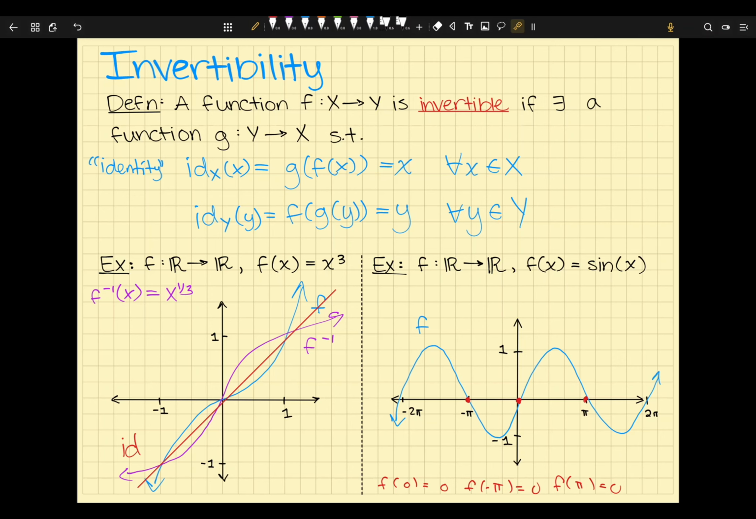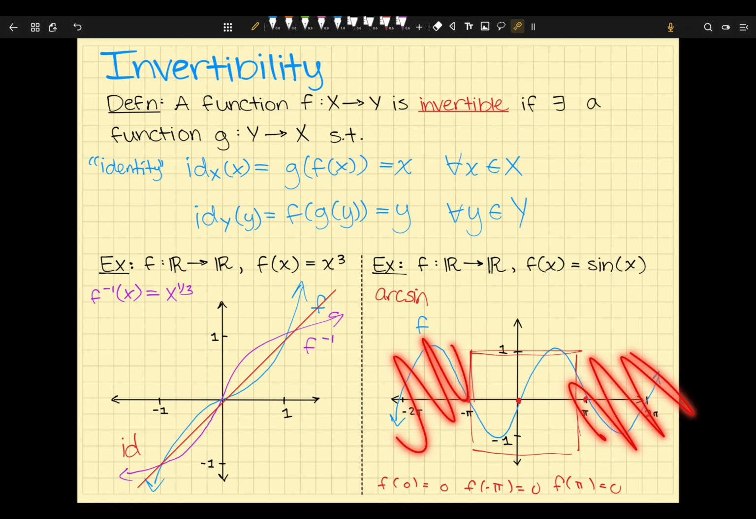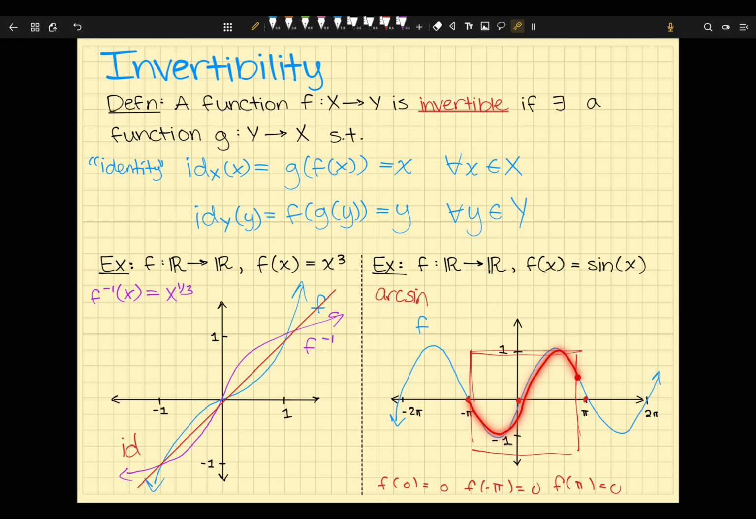Now, if you're familiar with the arcsine function, well, the arcsine function is kind of like an inverse. With the arcsine function, what we do is we limit our view to this box here. And so if you don't consider anything out here or out here, well, now if we look at just this part, then it is invertible. And that's what the arcsine function does. But again, f in its totality is not invertible.